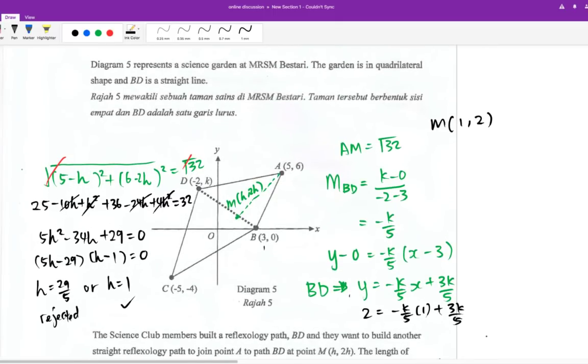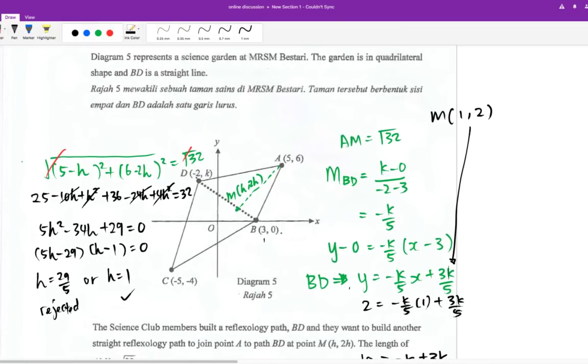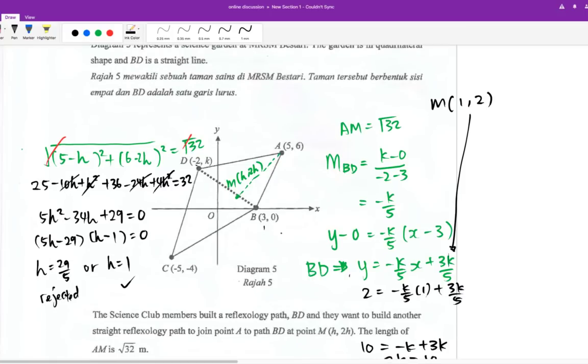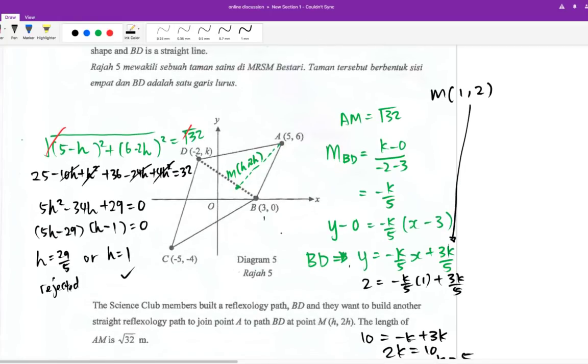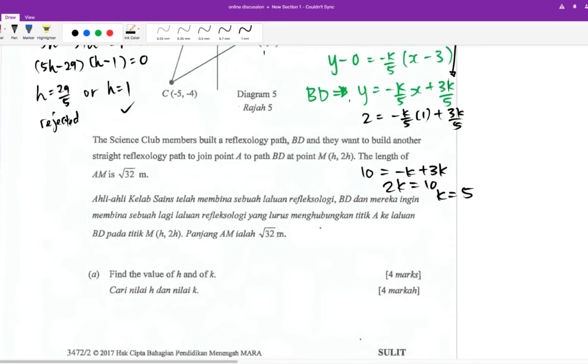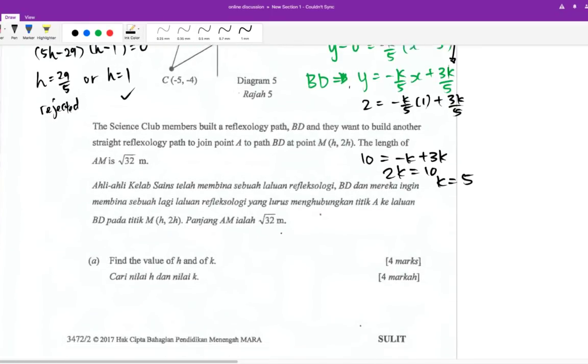Okay, why can I substitute M into this equation? Because M lies on the line BD, so I can do that. What if you put the coordinate B into the equation? Yes, you can still put coordinate B into the equation, but it doesn't help because you will get 0. So if you sub the coordinate B into it, you will get 0. It couldn't help you a lot. So you will need to find another coordinate and try to substitute into it.